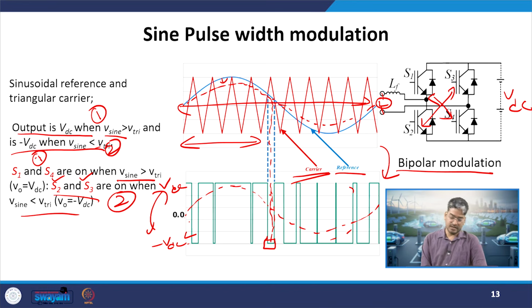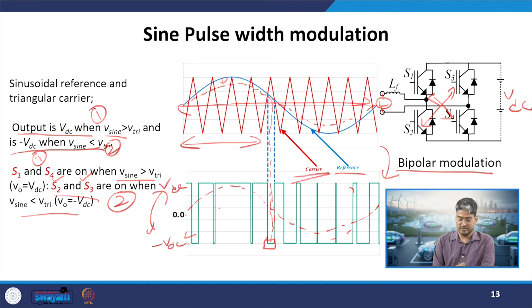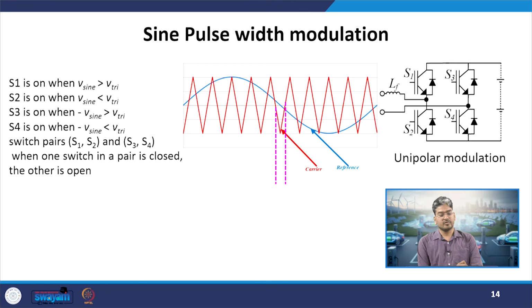Limitation wise, it imposes a high amount of dV by dt stress on the load, because during the positive and negative half cycle we are generating the complementary voltages. That is, during the positive half also we are generating minus VDC over here. Okay. Now, next mode of operation.